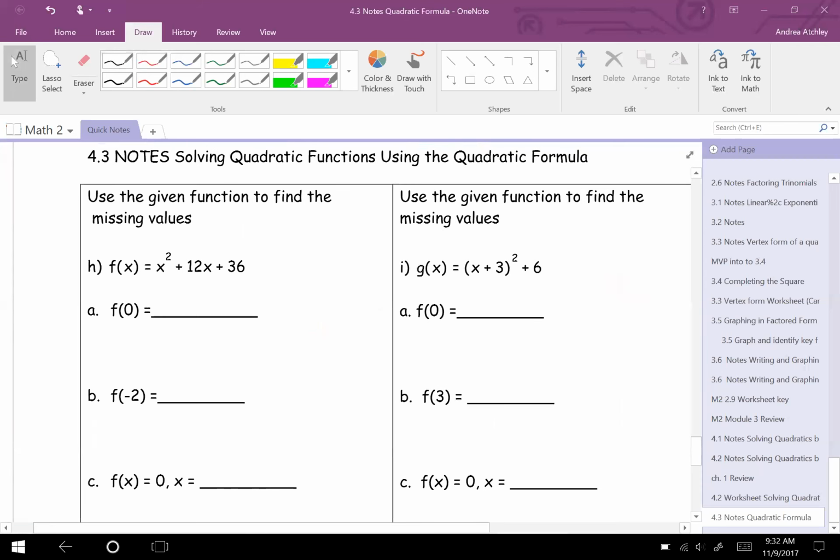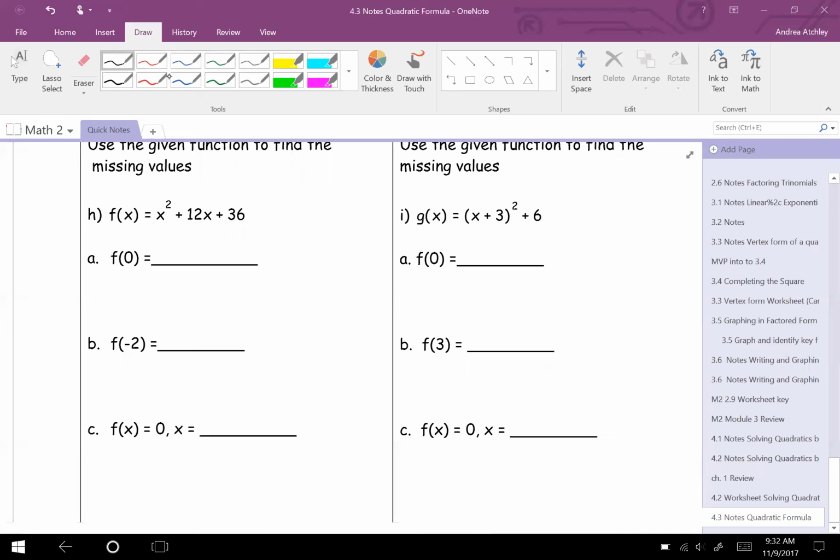Use the given function to find the missing values. So I'm kind of giving you the difference between f of a number and f of x equals a number. So when you have f of x equals 0, that means x equals 0. Find f of x. So plug in 0 for x and simplify. That's what that means.